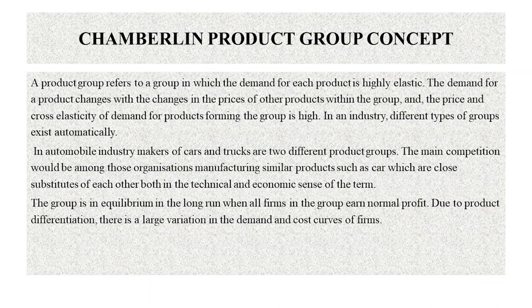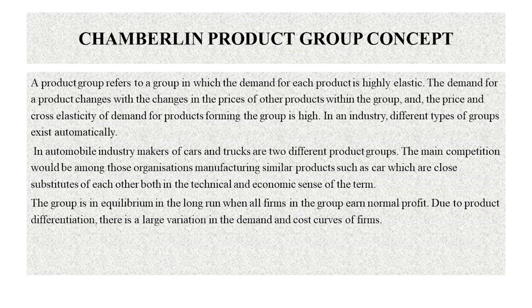A product group refers to a group in which the demand for each product is highly elastic. The demand for a product changes with the changes in the price of other products within the group, and the cross elasticity of demand for products forming the group is high. In an industry, different types of groups exist automatically. Like in the automobile industry, markets of cars and trucks are two different product groups. The main competition would be among those organizations manufacturing similar products, such as cars, which are close substitutes of each other, both in the technical and economical sense of the term.